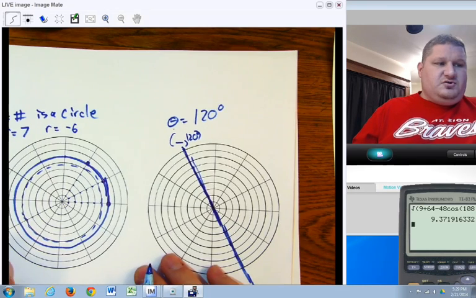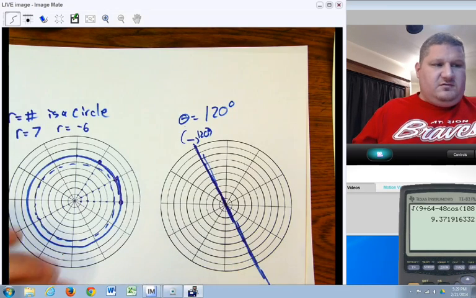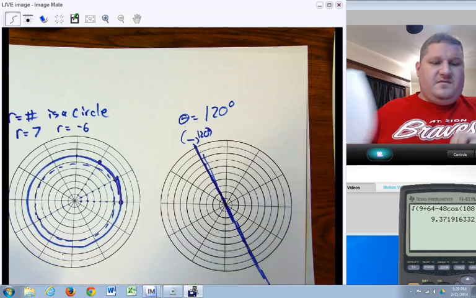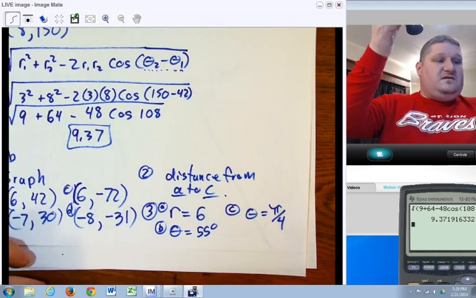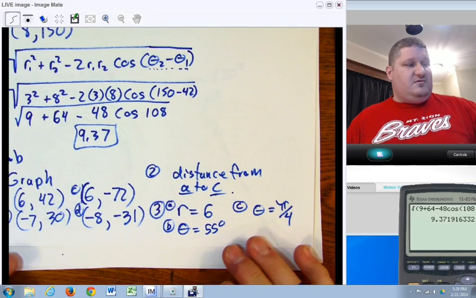So, your two equations to graph are r equals a number and theta equals a number, and it's those problems right there. So, make sure you write those down and get them graphed.